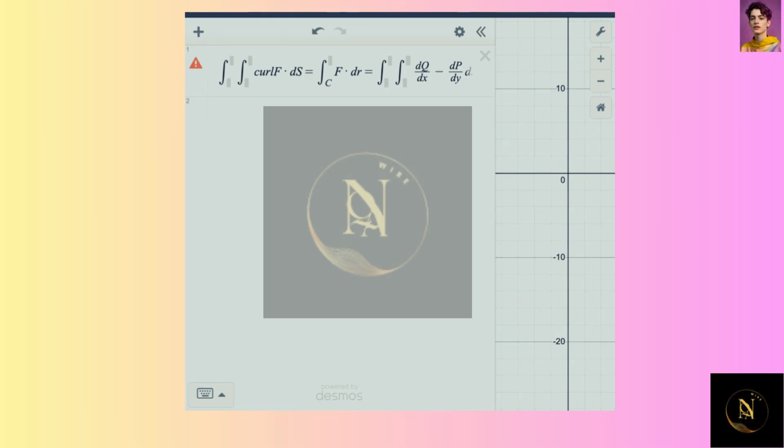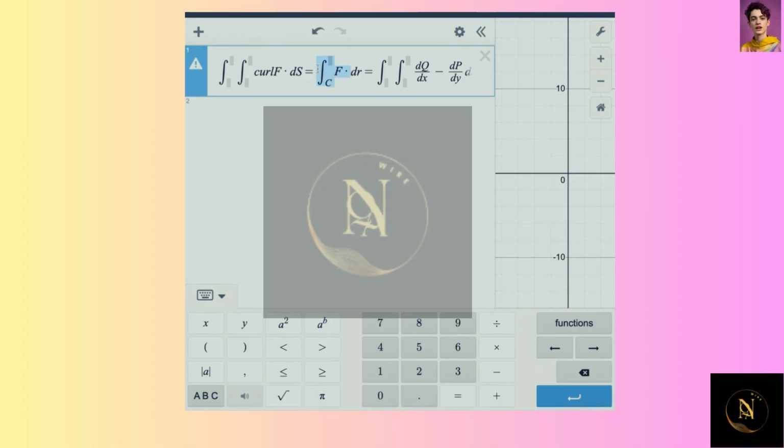So before we begin, we want to remind ourselves what Stokes' Theorem says, which is this right here: that it's equal to the single integral of F dot dr, or we could view it this way as well. And we know how to calculate the curl of F. So what we're going to do for this problem is find the curl of F.